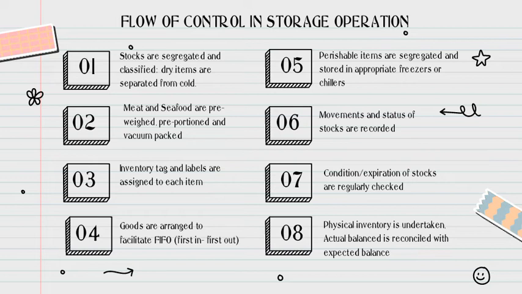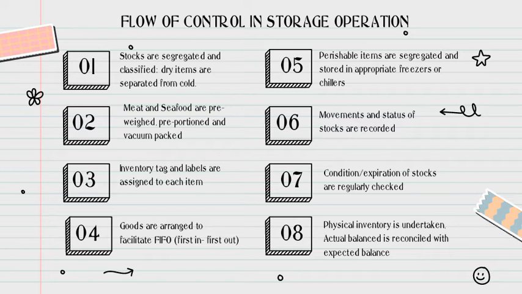First, I will show you the flow of control in storage operation. First, stocks are segregated and classified. So, dry items are separated from cold. Meat and seafood are pre-weighed, pre-portioned, and vacuum packed. Then, inventory tags and labels are assigned to each item. Goods are arranged to facilitate FIFO, or first in, first out.